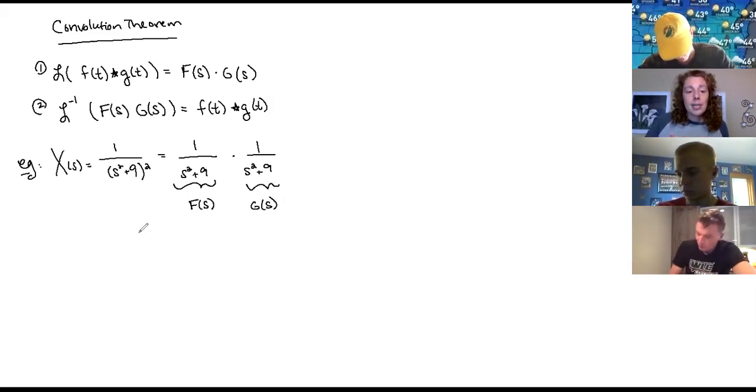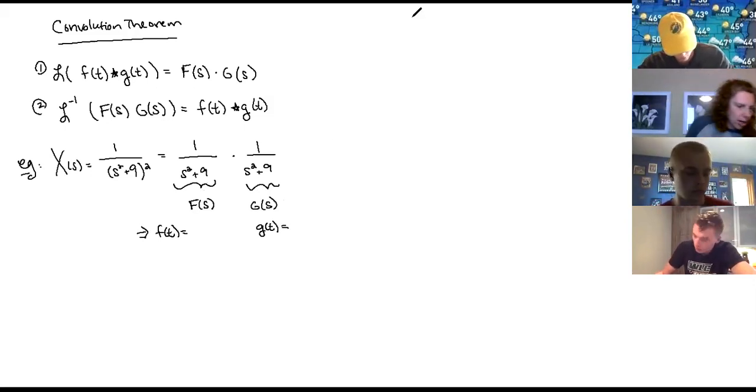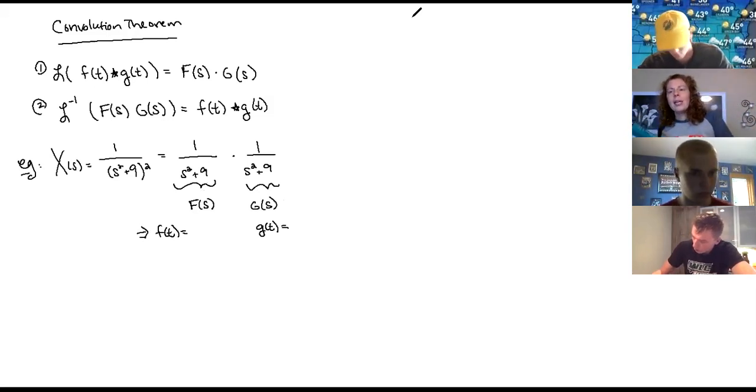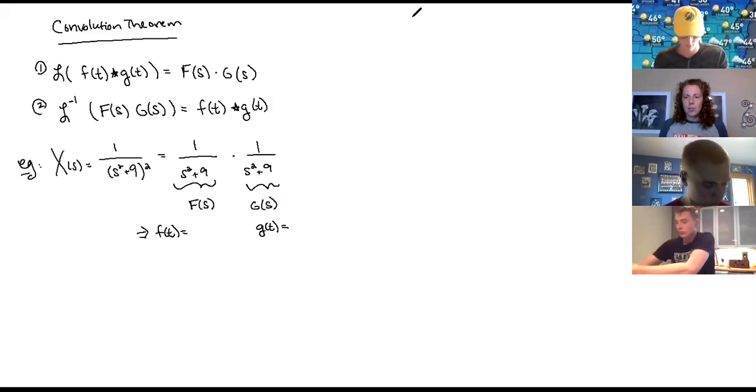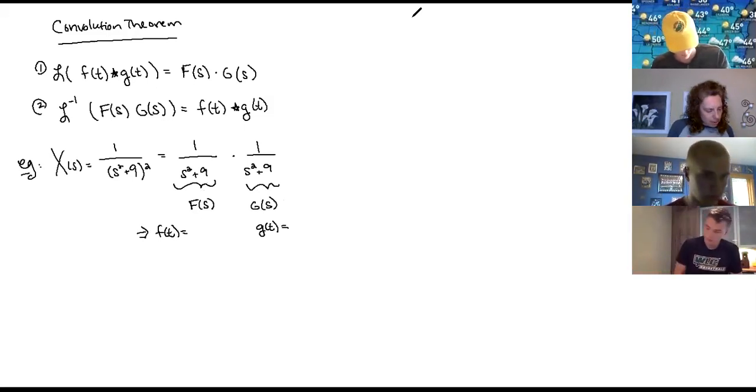Front of your book, please. Could you go and look, figure out what little f of t is and what little g of t is? Go ahead and look that up in the front of your book, or the chart, wherever you happen to have it. What is little f of t and what is little g of t? Pull out whatever you need and figure out what both of those are. Inverse transforms there.